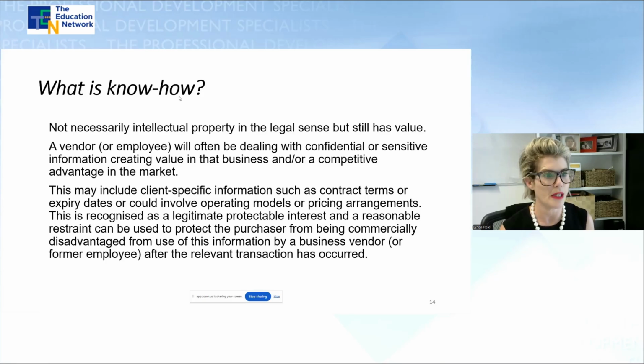I know things about expiry dates. I know things about how people operate their business, how my clients operate, how they need their pricing arrangements to work. These are all of the things that can be recognised as a legitimate protectable interest. And a reasonable restraint can be used to protect the incoming party, so the purchaser of a business, for example, from being commercially disadvantaged from somebody else using that information after whatever the relevant transaction has occurred, or when the employee has left the business that is seeking that protection.